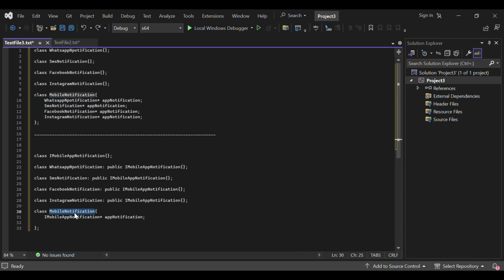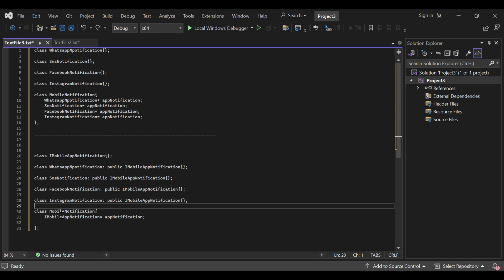But here, notification is the high level module, and the mobile app notification is the low level module. Both are dependent on the abstraction layer, the interface layer. So in future if any new module comes, a new type of notification, it will fit into the same interface. So the higher level module is not tightly coupled with the lower level module, but in the first example the higher level module is tightly coupled with the lower level module.